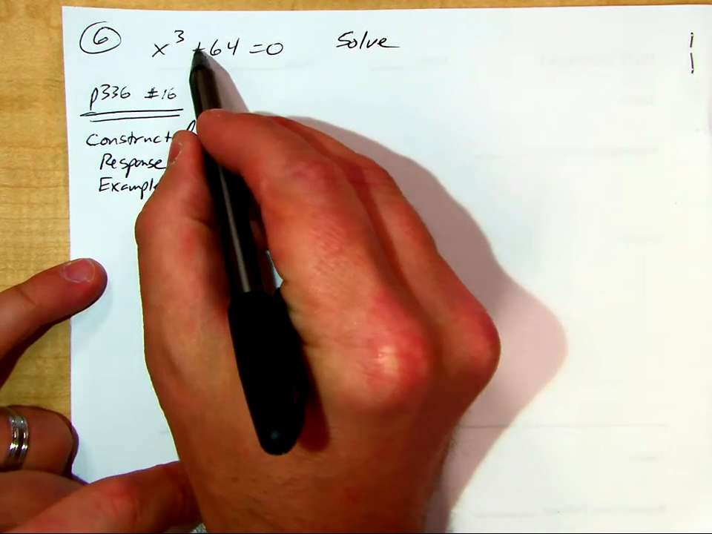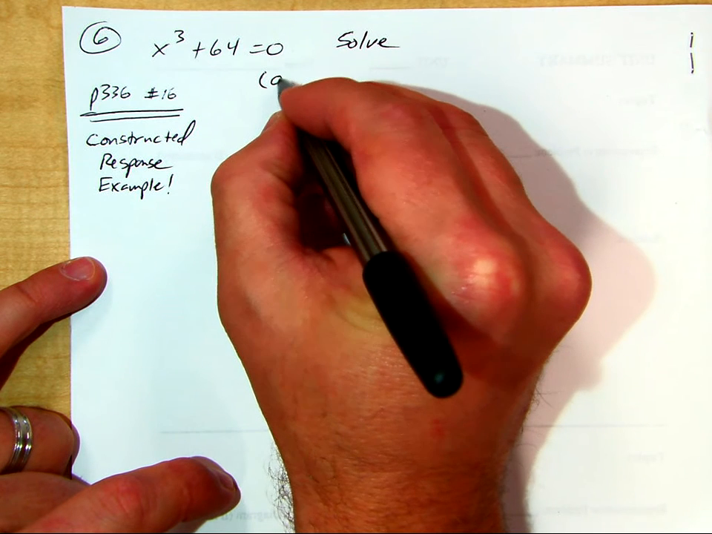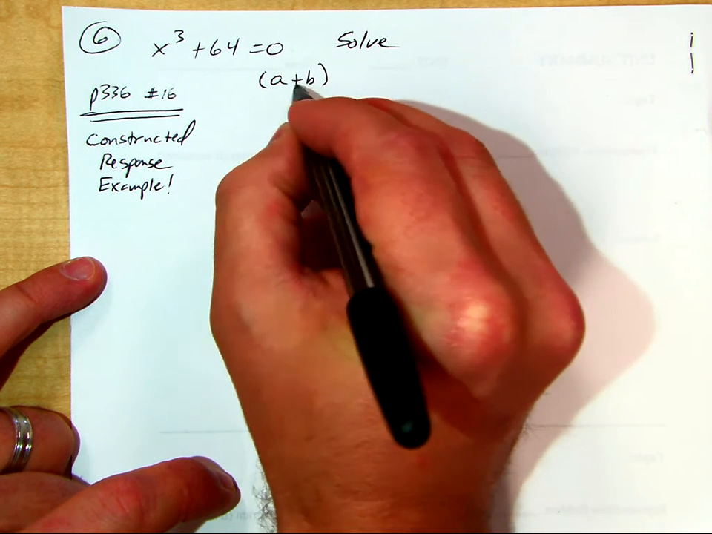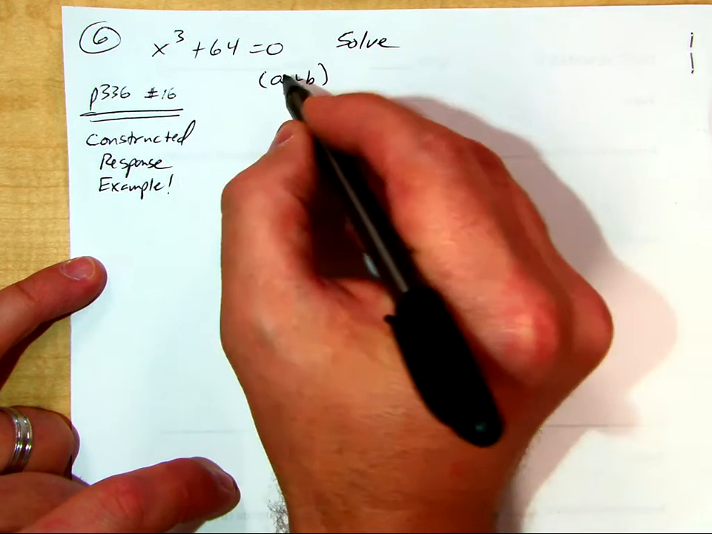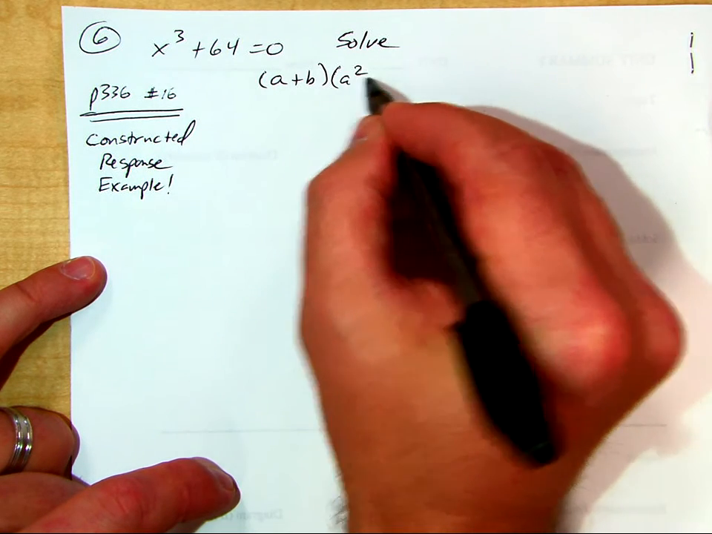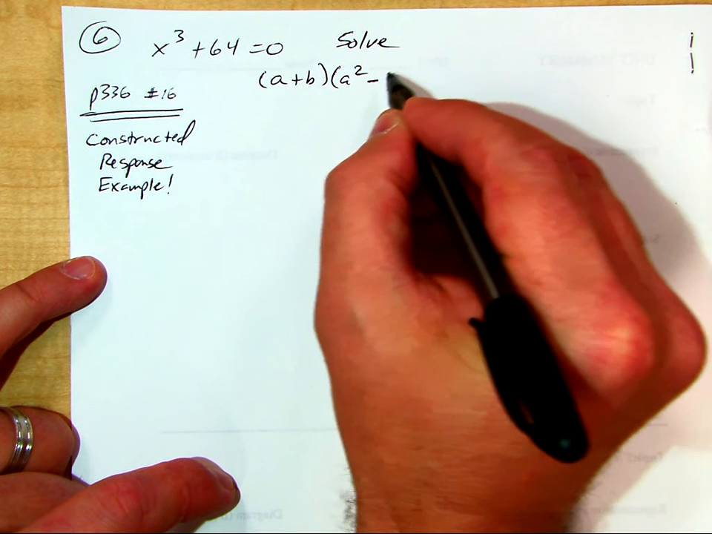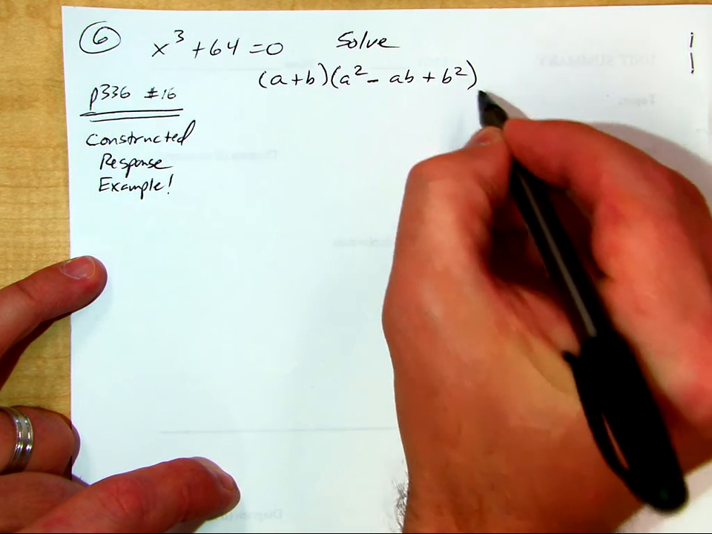So this is a sum of two cubes. I'm going to write down the formula for factoring a sum of two cubes. It's (a + b), where a and b are the cube roots of the first and second terms. The first sign always matches, plus to plus, and then after we go a squared, the second sign is always opposite, and then we multiply a times b, and then plus b squared.